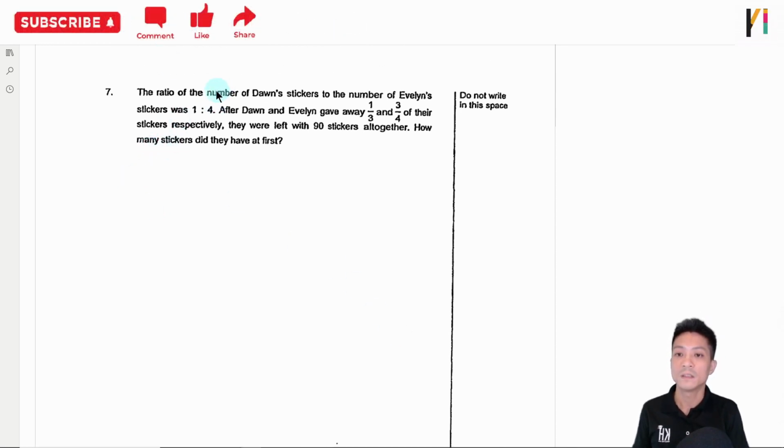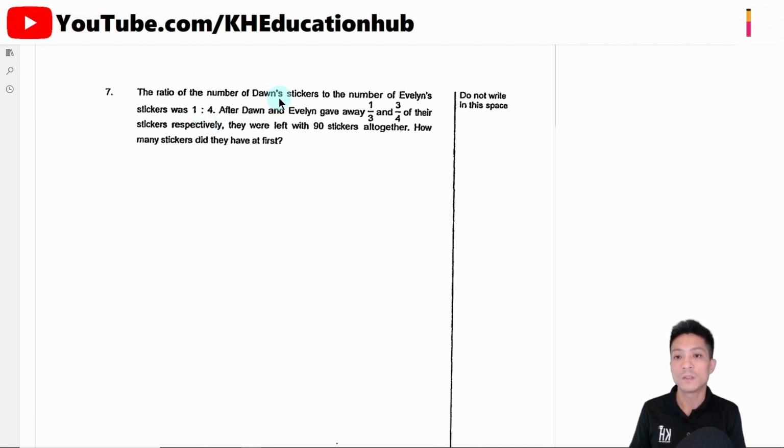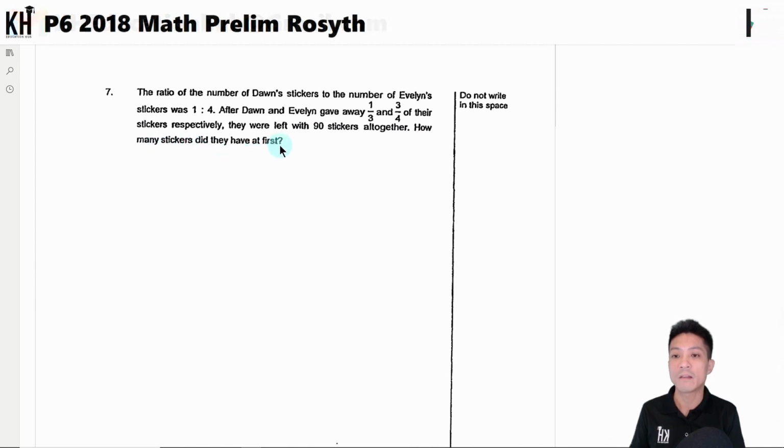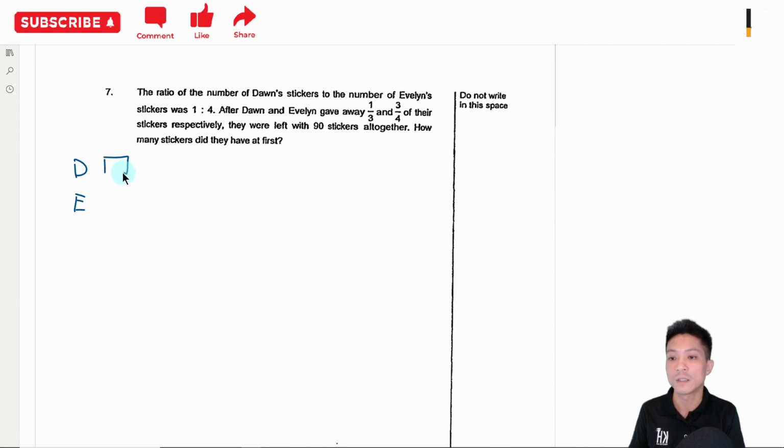Question 7. The ratio of the number of Dawn's stickers to the number of Evelyn's stickers was 1:4. Okay, Dawn is to Evelyn is 1:4. After Dawn and Evelyn gave away 1/3 and 3/4 of their stickers respectively, they were left with 90 stickers altogether. Okay, how many stickers did they have at first? Okay, so Dawn and Evelyn, 1:4, right? So you can draw 1 bar is to 4 bars.